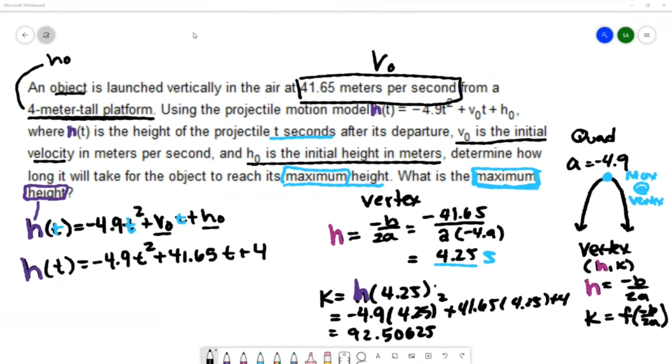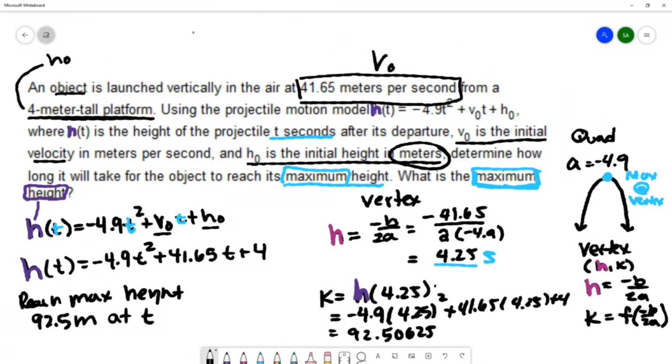And so we're going to reach a maximum height, and let's round to one decimal place, 92.5 meters. Meters is the units used in the problem. We're going to reach a max height of 92.5 meters at t equals 4.25 seconds.